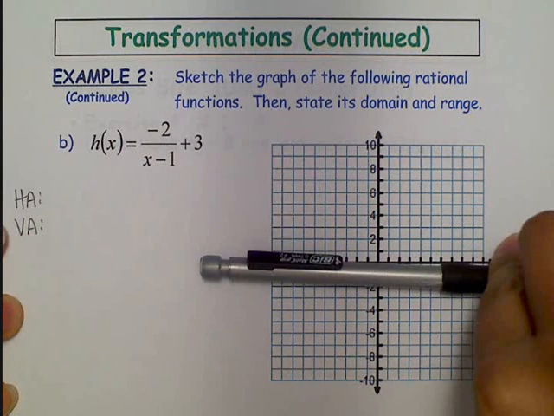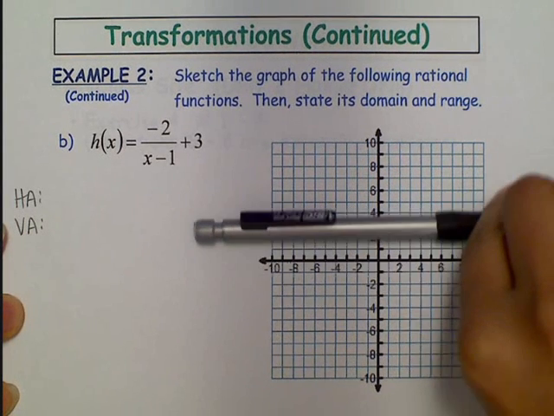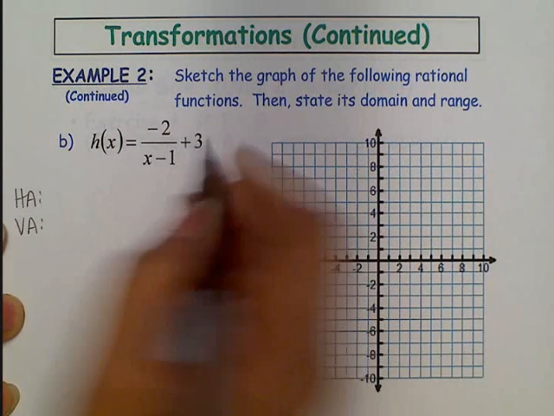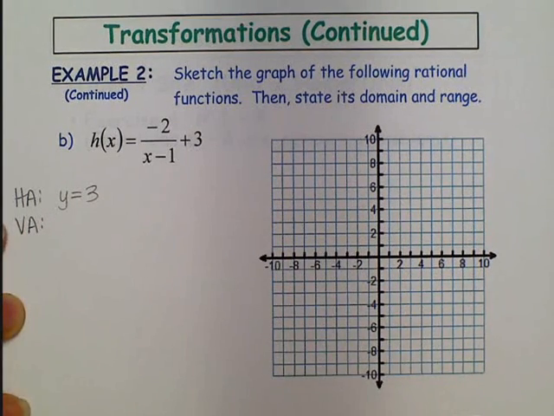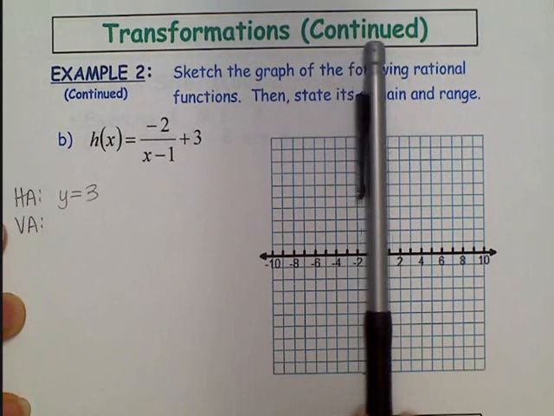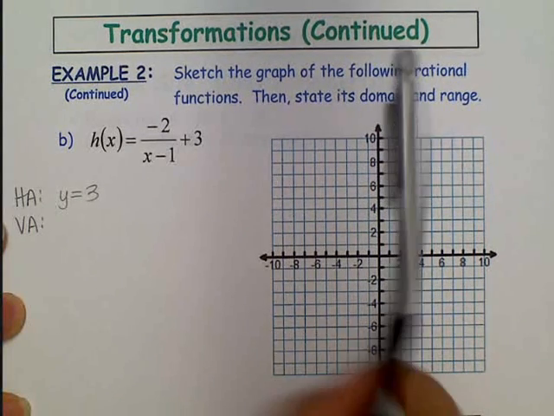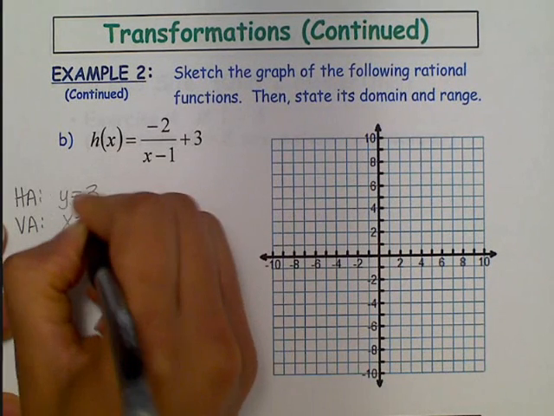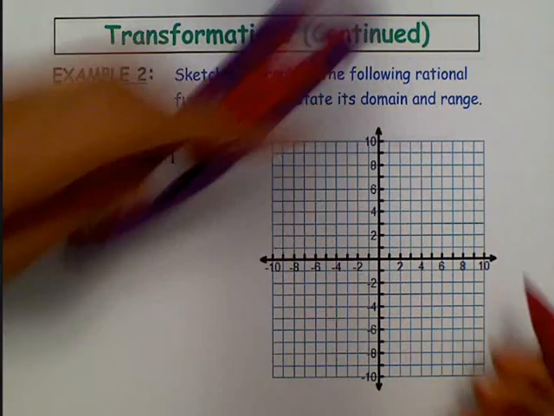Okay, the horizontal asymptote is normally at 0. Shifting the graph up or down moves it. I'll notice that the graph has actually shifted up 3 units, so I'm moving from y equals 0 to y equals 3 in terms of my horizontal asymptote. In terms of the vertical asymptote, normally the vertical asymptote is at 0. The graph has been shifted to the right 1 unit, so that means my vertical asymptote has moved to x equals 1.